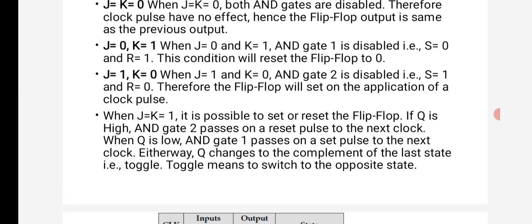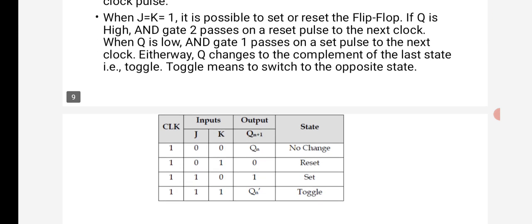Then J is equal to K is equal to 1 means it is possible to set or reset the flip-flop. If Q is high, AND gate 2 passes a reset pulse to the next clock. When Q is low, AND gate 1 passes the set pulse to the next clock. Either way, Q changes to the complement of the last state, that is toggle. Toggle means to switch to the opposite state.